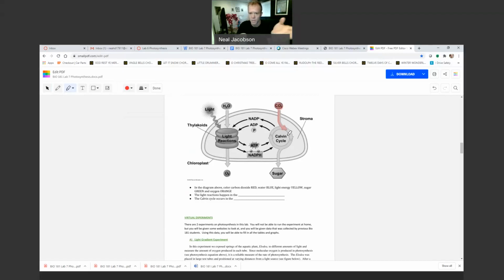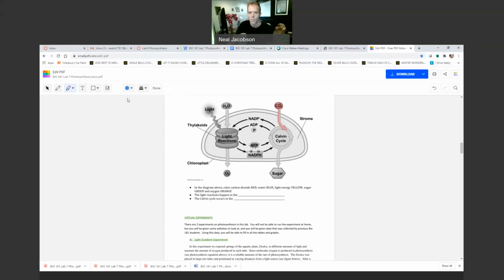We need to reduce it, give it some free energy, give it some electrons. And those electrons are going to come from the light reactions. Remember, the light reactions are how sunlight excites electrons, and then those electrons are transferred to carbon dioxide, reducing it, turning it into sugar. Ooh, I know it's a mouthful.